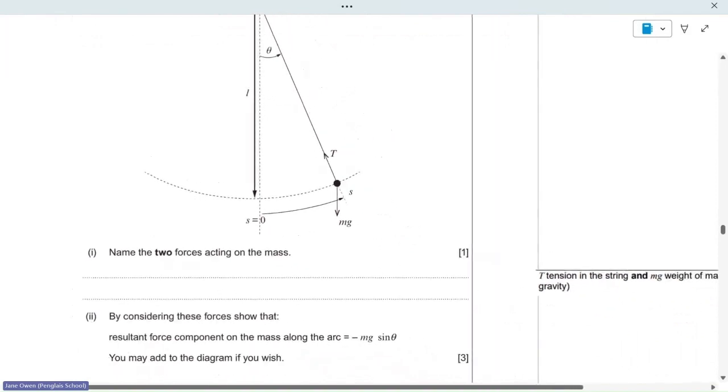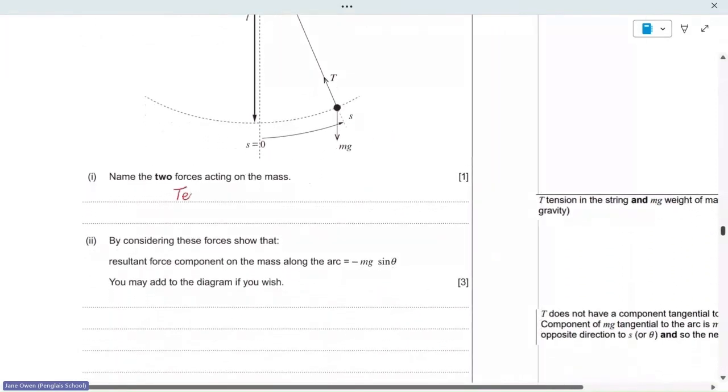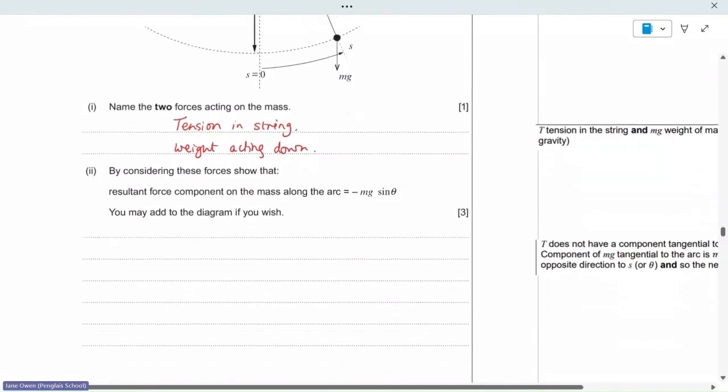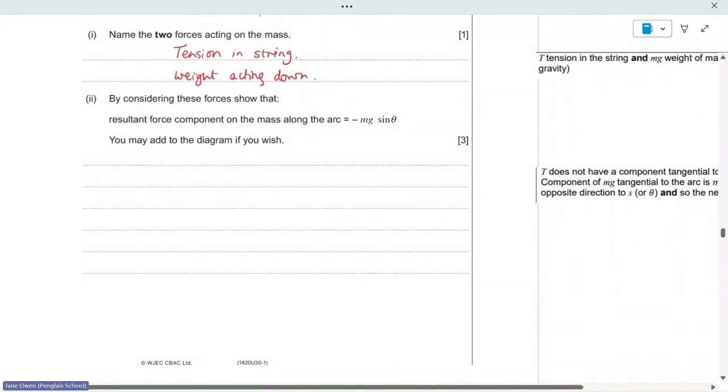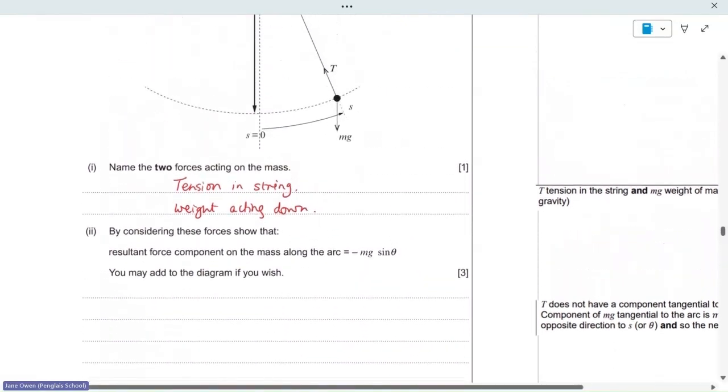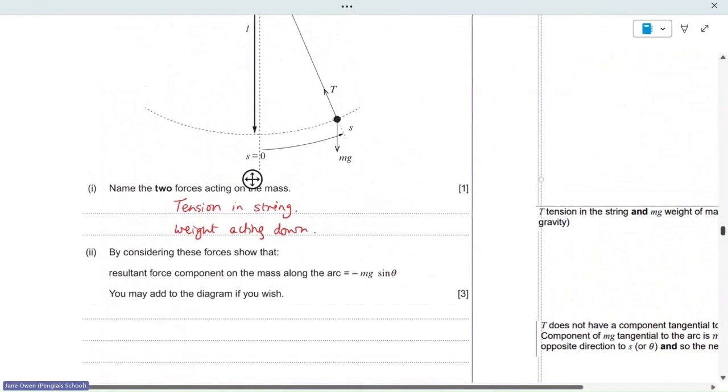So there's two forces acting on the mass there. There's the tension in the string, and then there's the weight, or the gravitational pull, acting down. Now we've got to consider these forces and show that the resultant force component on the mass along the arc is minus mg sine theta. So what we mean is this component here, a resultant force in this direction. Now you can see that this is a tangent.